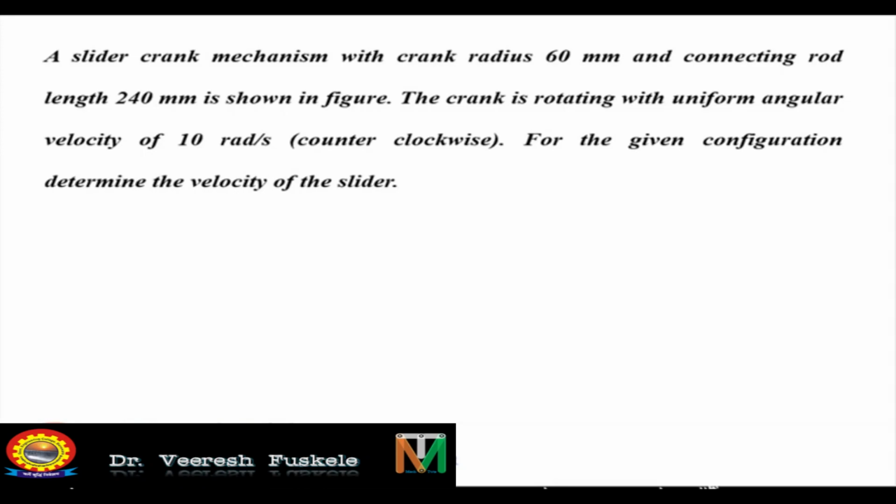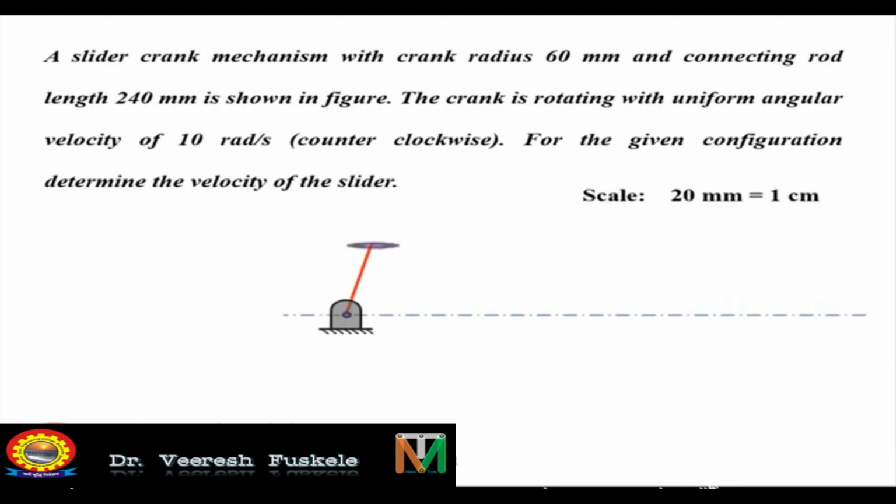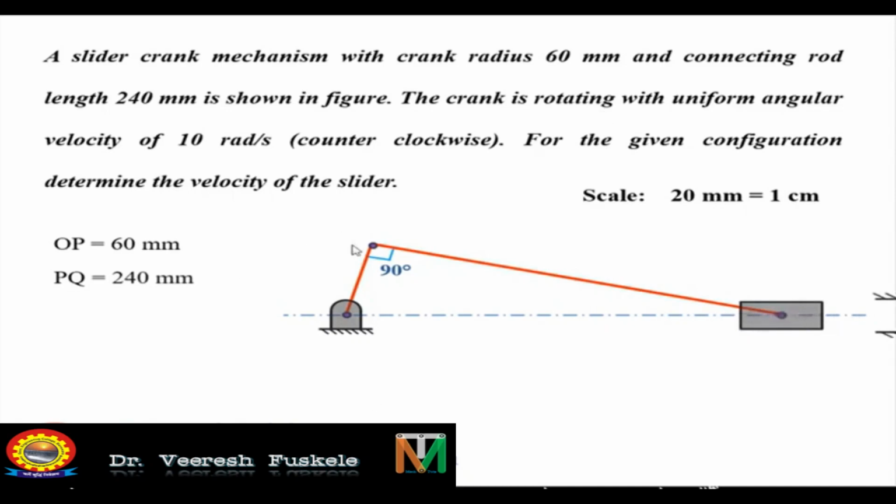So first we draw the configuration diagram, and for that we take up a scale as 20 mm will be represented by 1 centimeter. We take the fixed point O. Through that we draw the crank OP of 60 mm, that is 3 centimeter, and from point P we draw a line which will be representing the connecting rod of 240 mm, that is 12 centimeter.